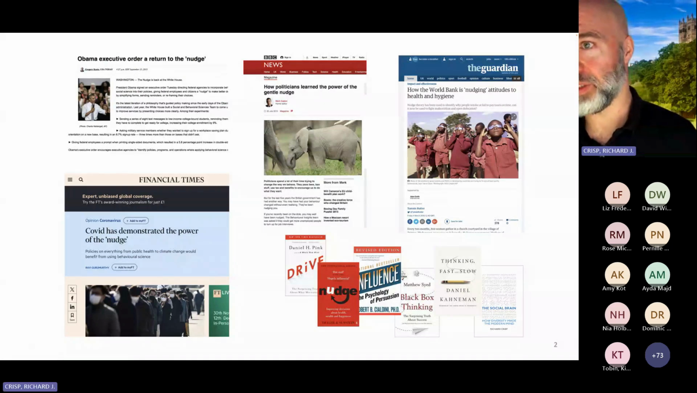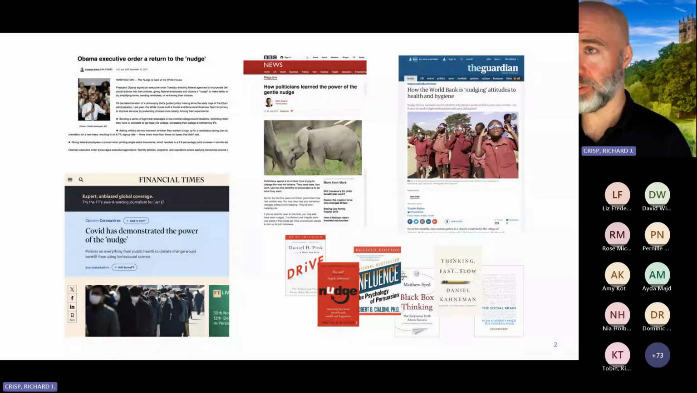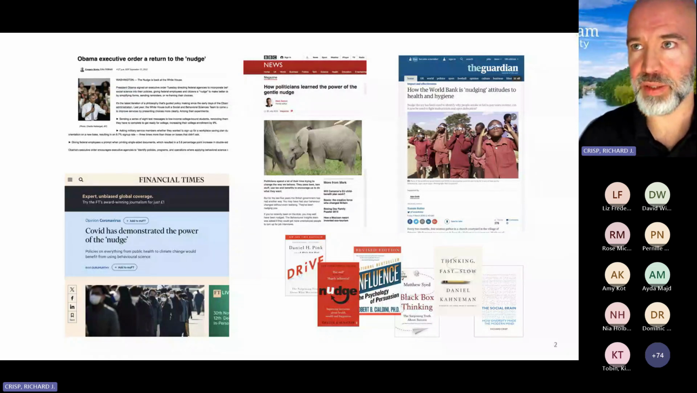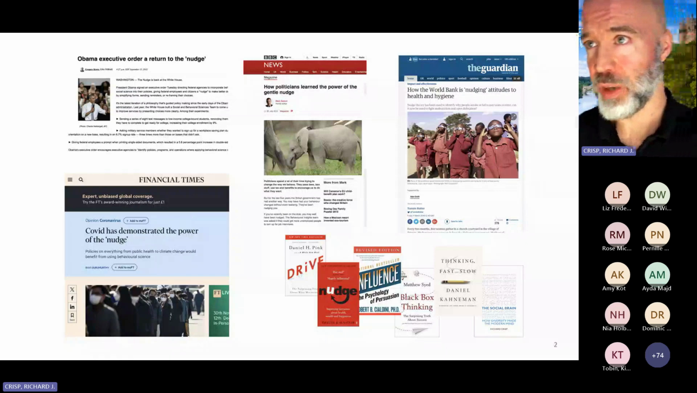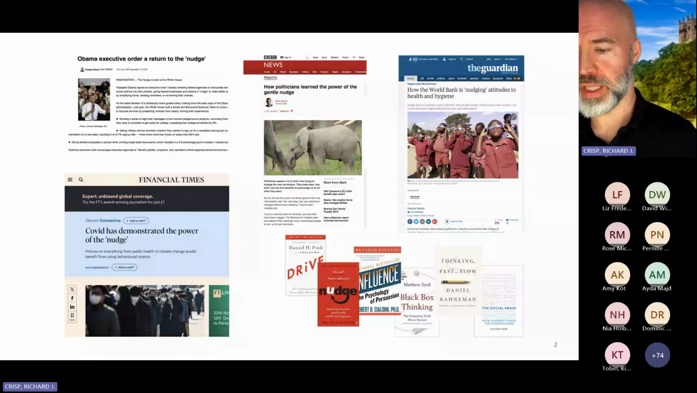So we've all heard of nudges, right? It's been around for 10 years now, and increasingly part of all aspects of daily life, and particularly how we communicate things. We've got the COVID inquiry going on at the moment, and of course, behavioural science, nudging, was a key part of that.